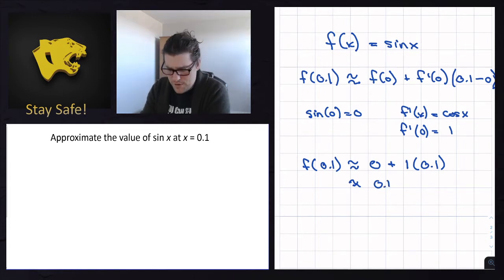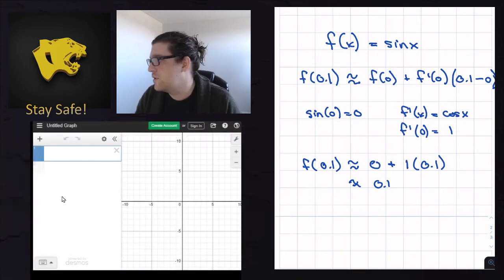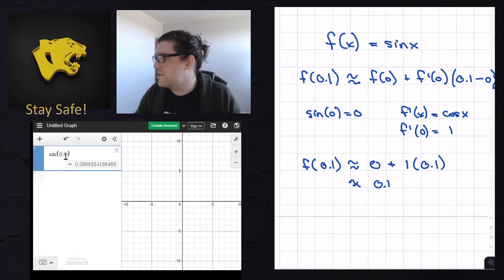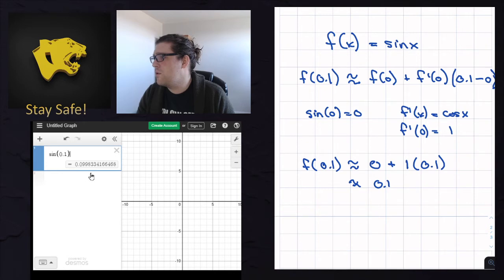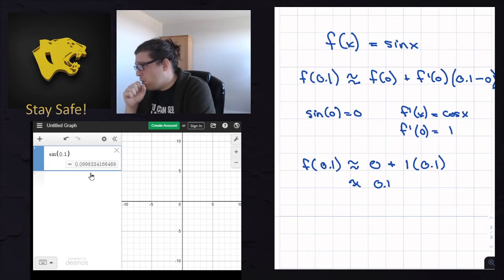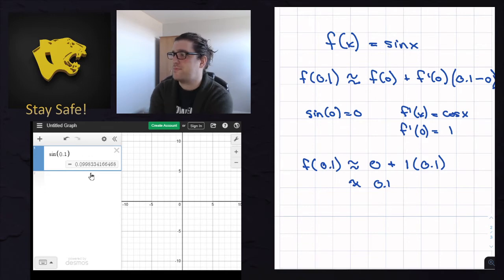Now, if you go ahead and put in the sine of 0.1 into a calculator, I'll throw it into Desmos here because it's pretty good to use as a calculator as well. So I'll just pull it up over here and say sine of 0.1. It's going to give us 0.0998, which is pretty close to 0.1. It would round up to 0.1, even if you were rounding to the thousandths position. So yeah, it's a good approximation.